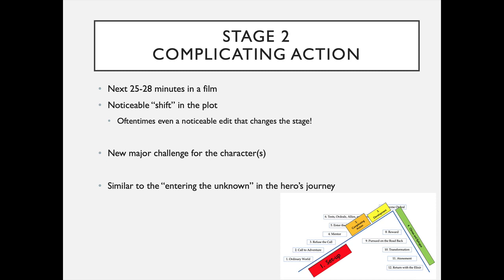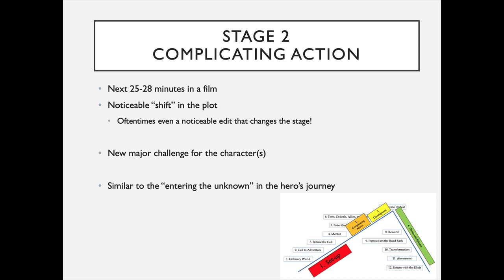So stage 2, once we have introduced setting and characters and the main goal and typically the double goal, we're going to move to that next 25 minutes in a film. There will probably be a noticeable shift. The character has been placed on the journey. They begin going. Cause and effect has happened. Something has caused them to move forward.